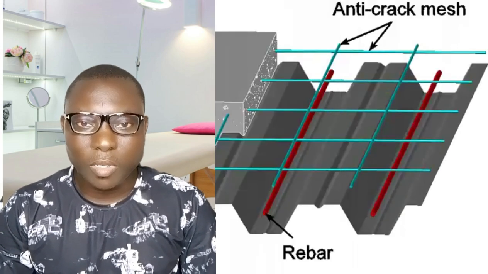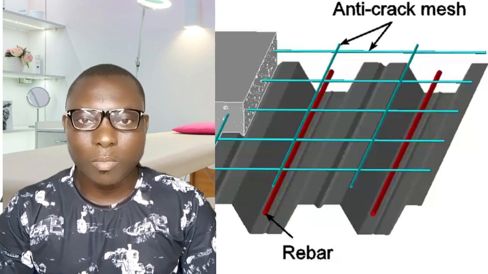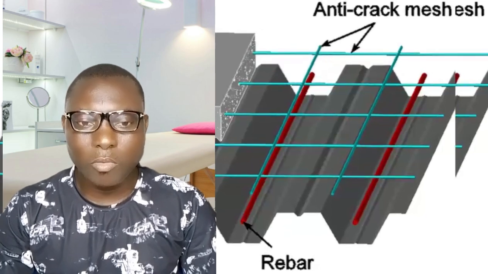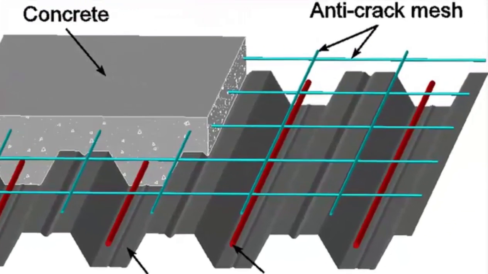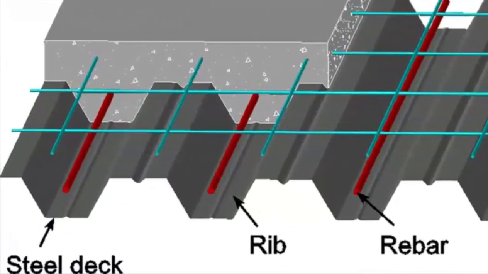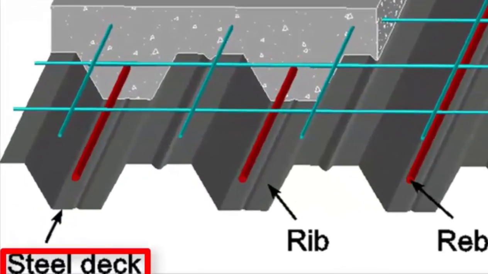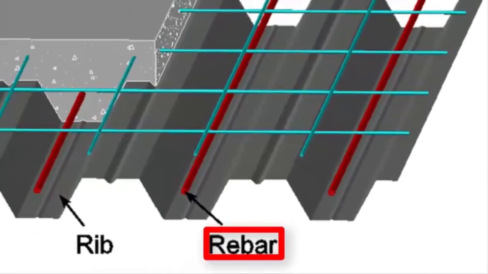We are going to be considering composite slab design where we have to carry out modeling, analysis and design. We will look at the parts of the composite slab: the concrete, the anti-crack bars, and then the metal sheeting or steel deck. We also have the rebar part of the composite slab.